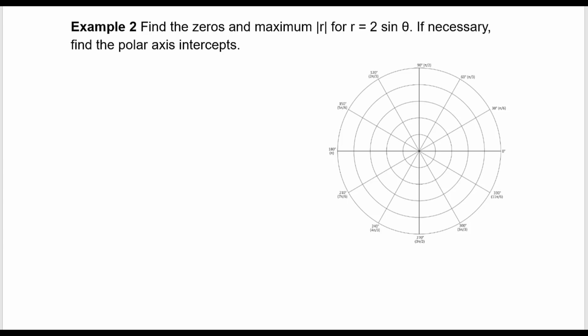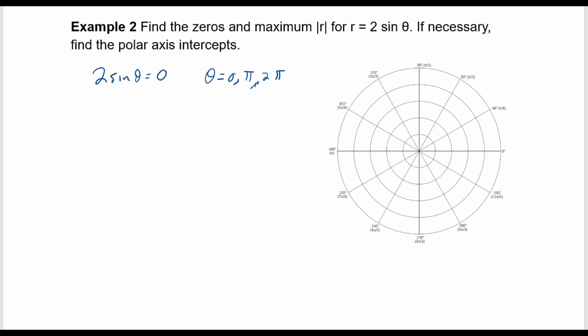So let's take a look at example 2 here. We want to graph, and find the zeros and maximum of the absolute value of r, for r equals 2 sine theta, if necessary to find the polar axis intercepts. So where is 2 sine of theta equal to 0? That'd be r equals 0. And this would be when theta is equal to 0, pi, and 2 pi.